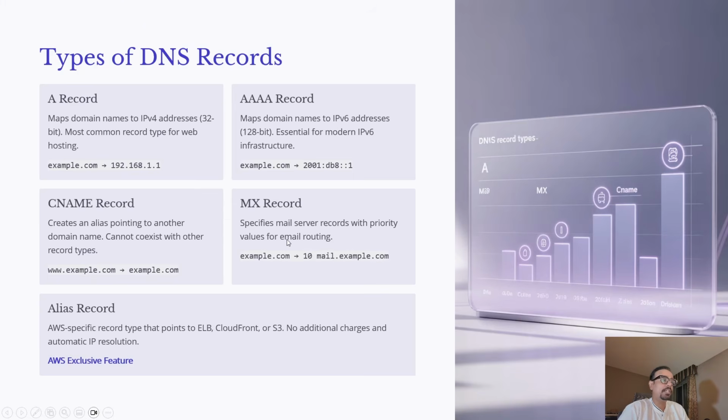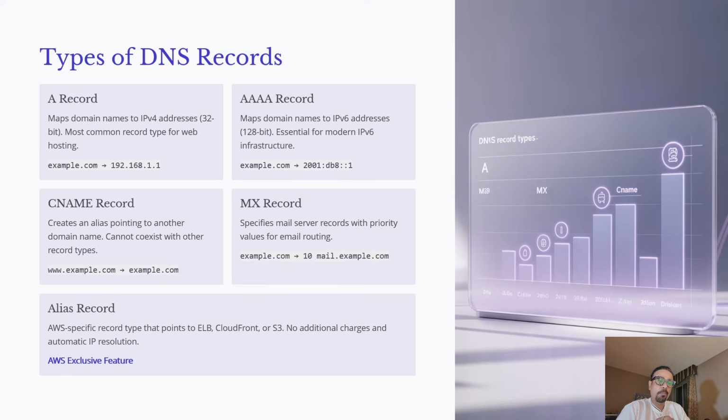Now the fourth one is the MX record. In the MX record, you specify mail servers for email routing. These include priority values, so mail knows which server to deliver to first. And finally, the alias record, which is AWS exclusive.